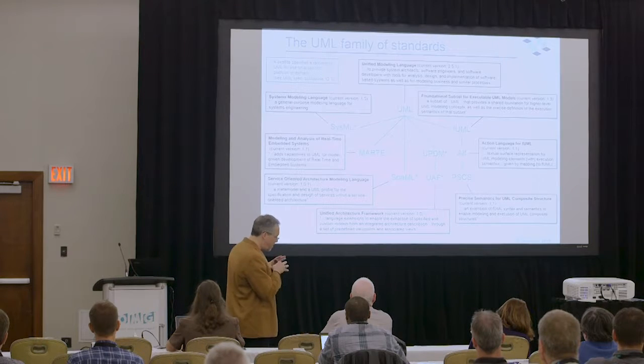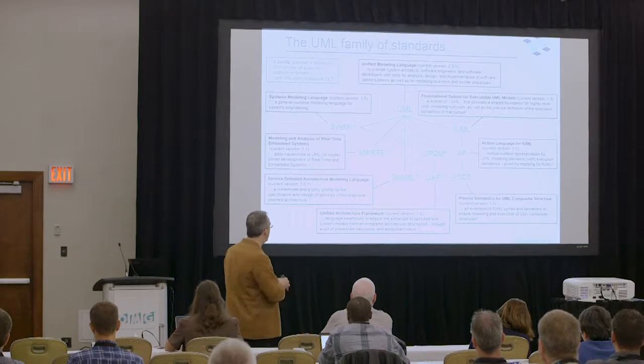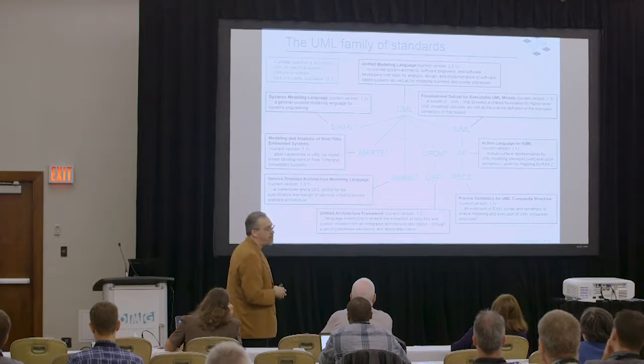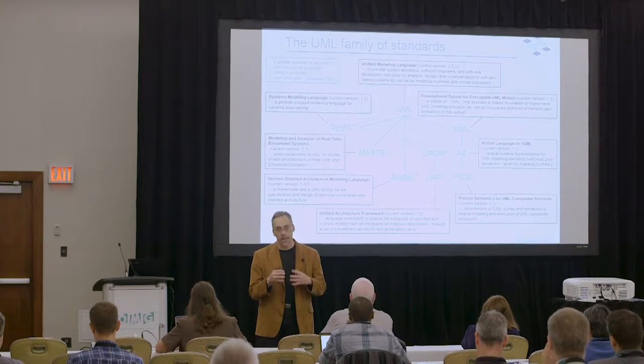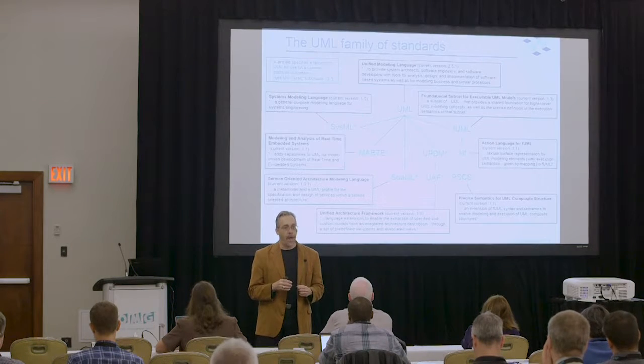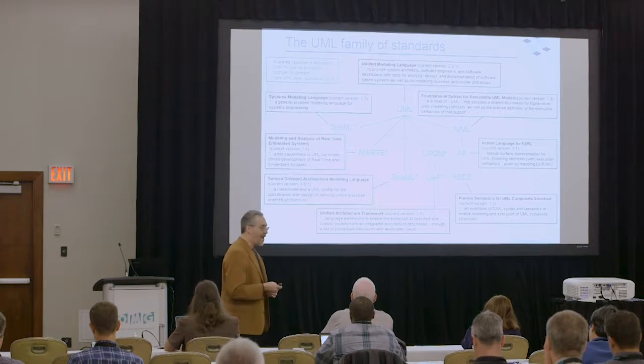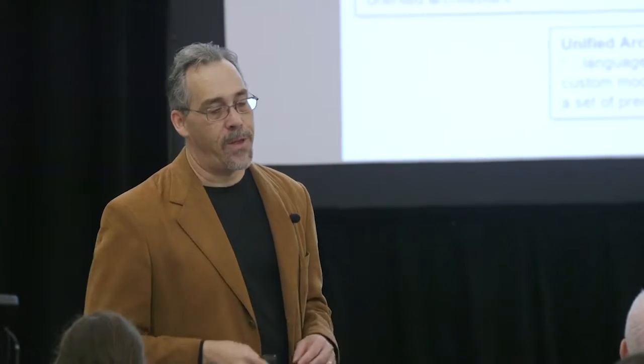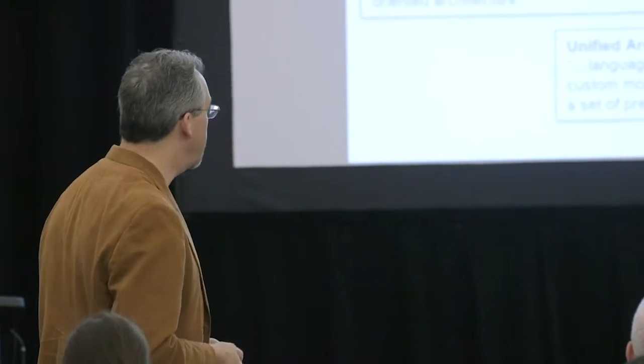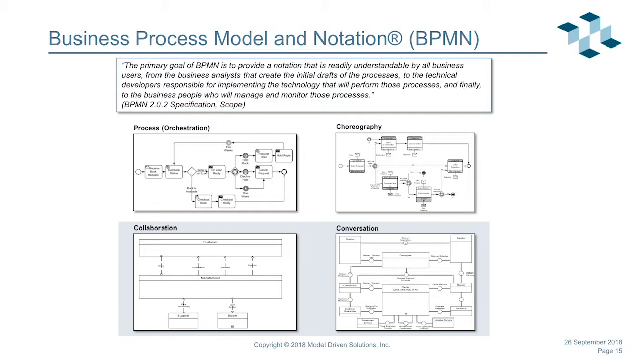FUML was started intentionally as a small subset. We extended that to add composite structure. Since then, we have also done work on having precise semantics for state machines. I didn't put it up here because it's not finalized. There's a finalization phase after a standard is adopted at OMG, and it's going to be finished by the end of the year. And we have started work on precise semantics of time, which is important for the SysML and MARTE folks. All right, so that's the UML family of standards.